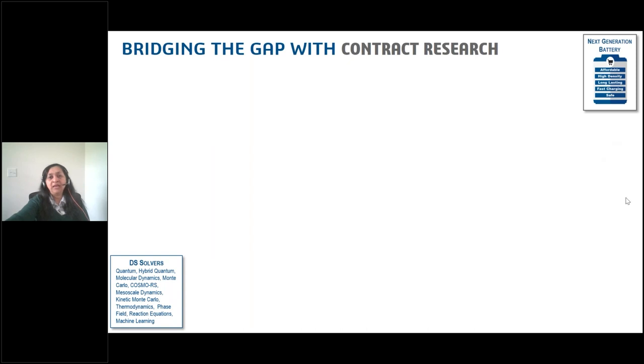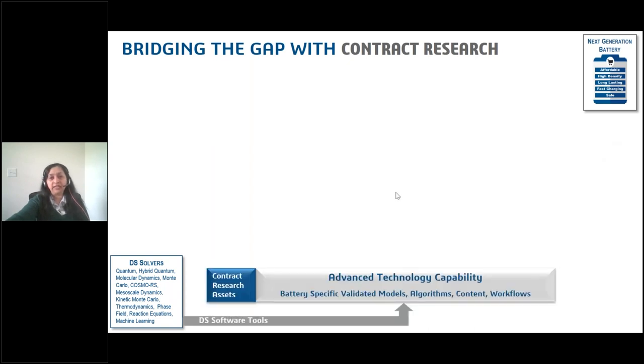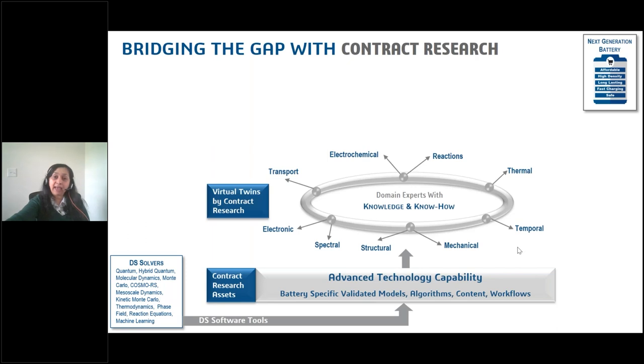Through 3 decades of contract research work for industry, we have developed key advanced technology capability assets in a number of areas. Battery is one of them. So we have battery specific validated assets. They could be models, they could be algorithms, they are data content, they are workflows. So these assets are extremely useful and they have been built using these powerful solvers. So you can look at anything from electronic to transport to mesoscale, all of that is capable through these advanced technology capability assets.